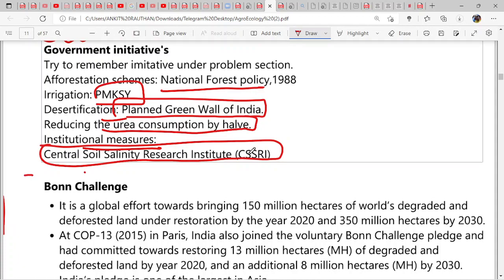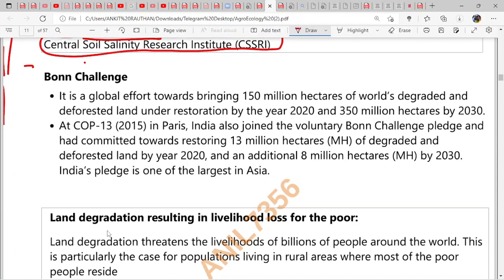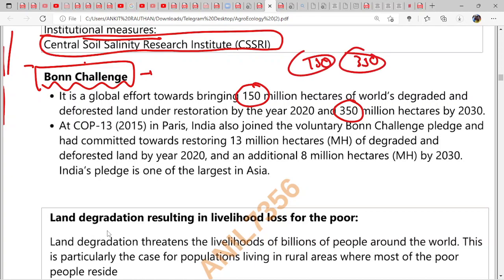Bond challenge is given here. What is the Bonn challenge? This is very important. You have to remember it from the perspective of land utilization or land degradation. In this we have to remember 150 and 350. 150 million hectares by 2020 and 350 million by 2030. We have to bring the deforested land under restoration.